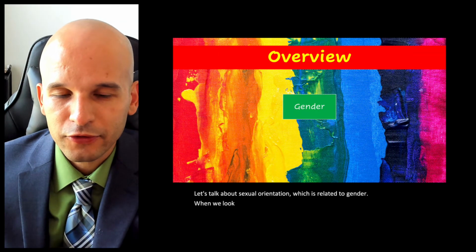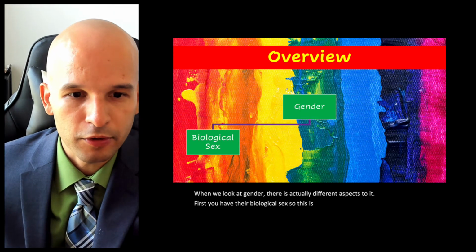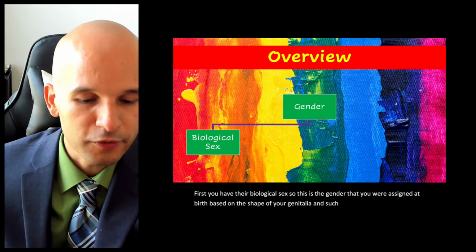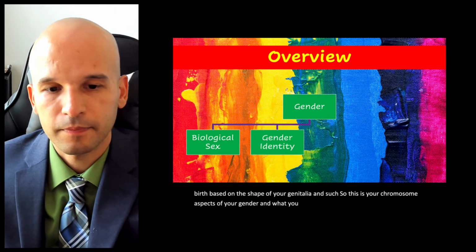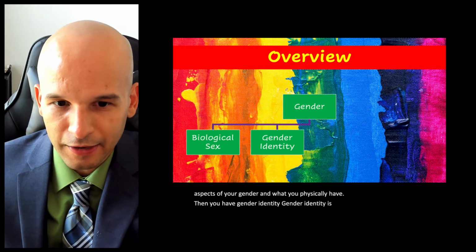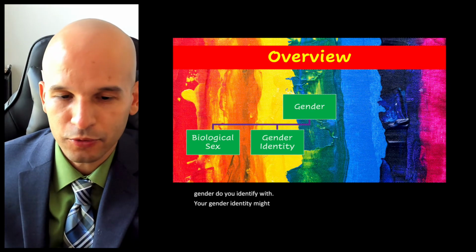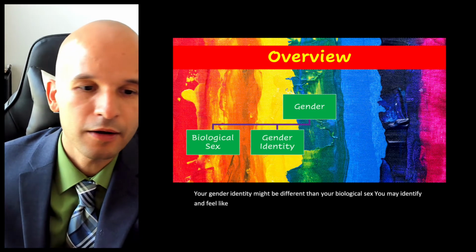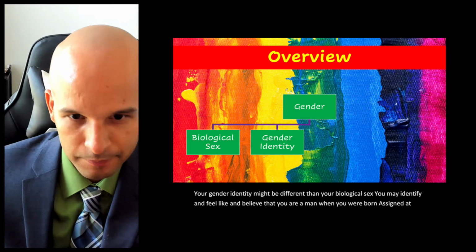When we look at gender, there's actually different aspects to it. First, you have your biological sex. This is the gender that you were assigned at birth based on the shape of your genitalia and such. So this is your chromosomal aspects of your gender and what you physically have. Then you have gender identity. Gender identity is how you identify, which gender you identify with. Your gender identity might be different than your biological sex. You may identify and feel like and believe that you are a man when you were born, assigned at birth, the status of a woman.